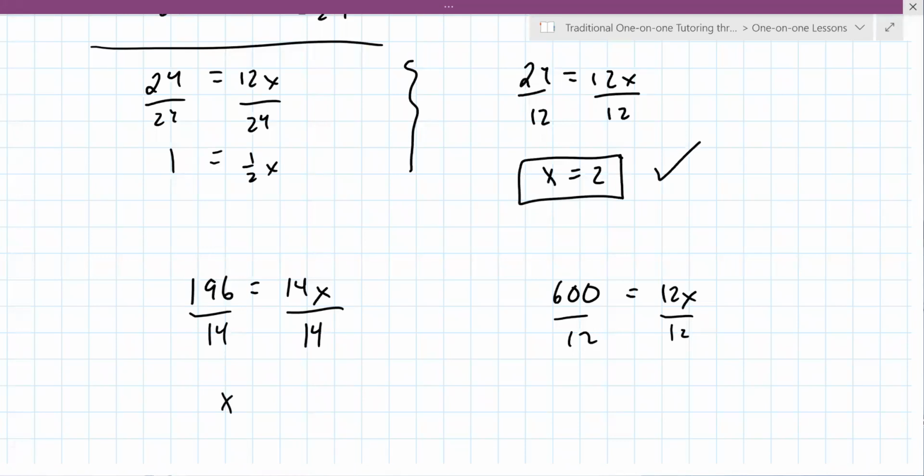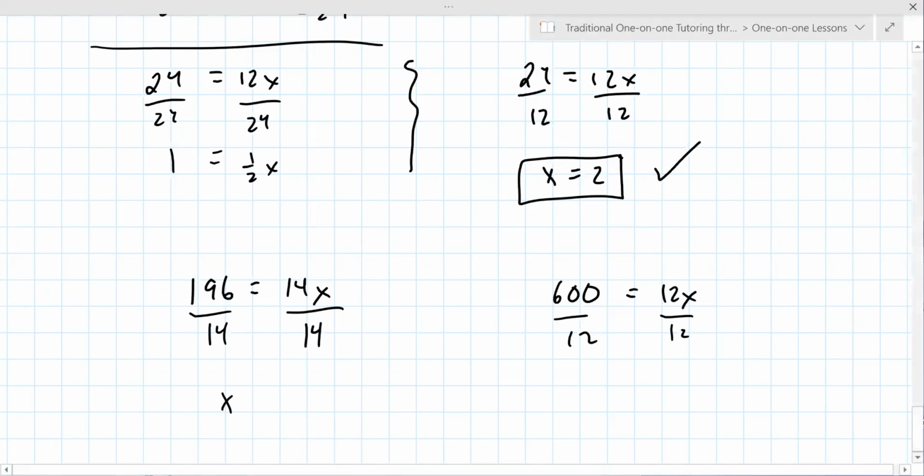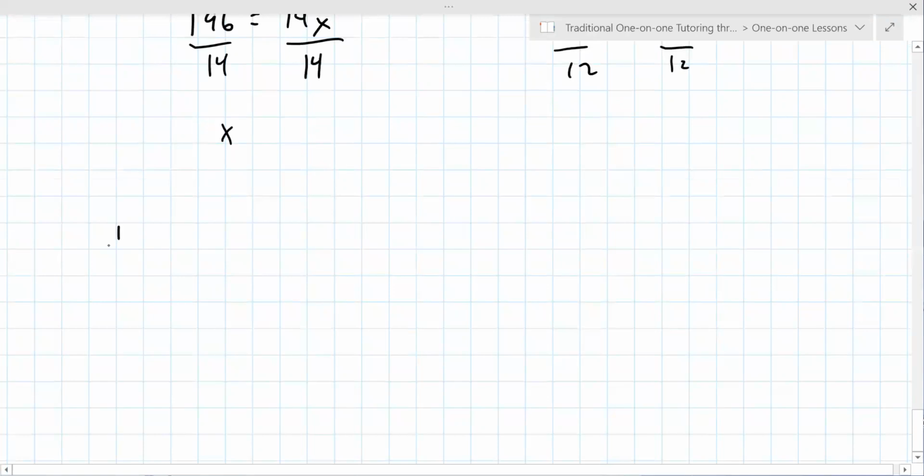Okay, level 3 here. We got some fractions going on. 1/2 x minus 1 equals 1. Now, from the very first problem we did today, how do you undo subtraction? Addition. So you're going to add 1 to both sides. Yes.